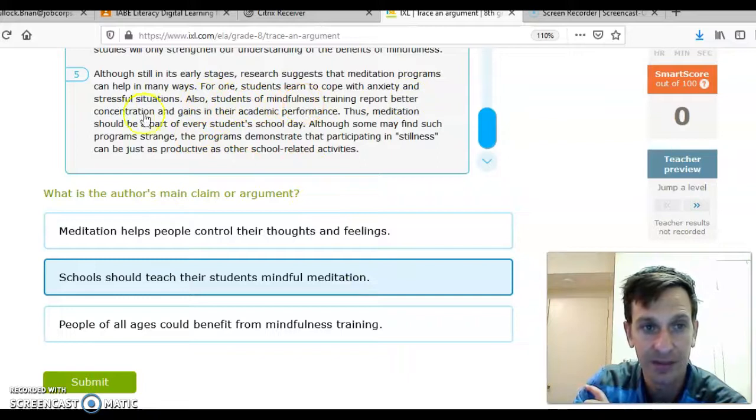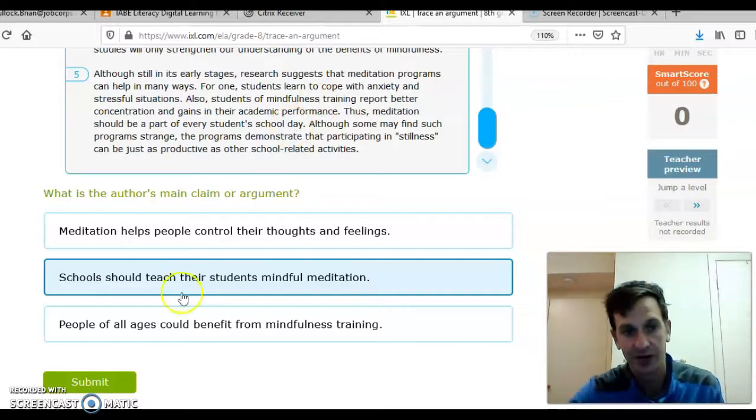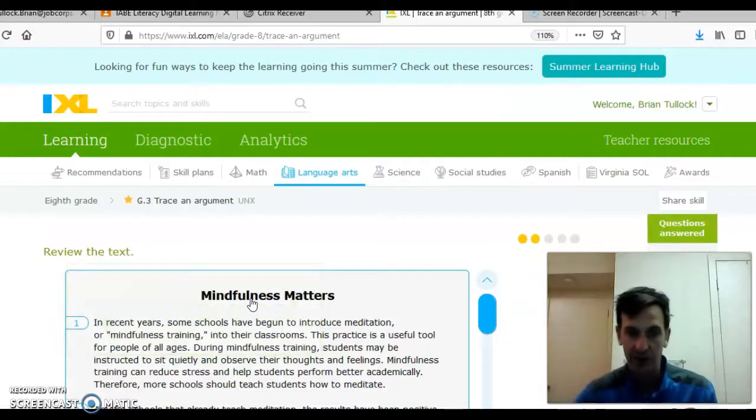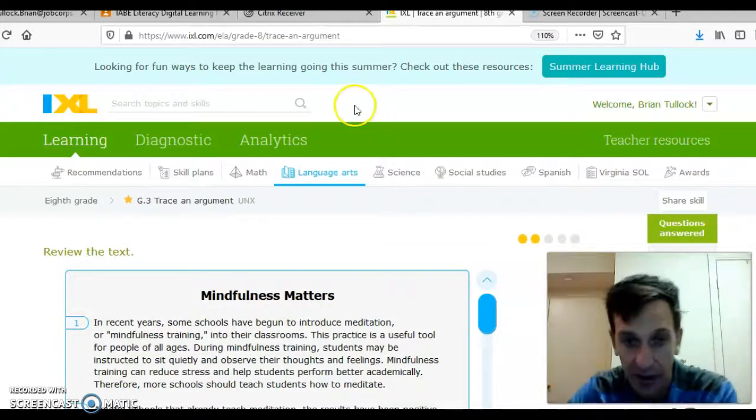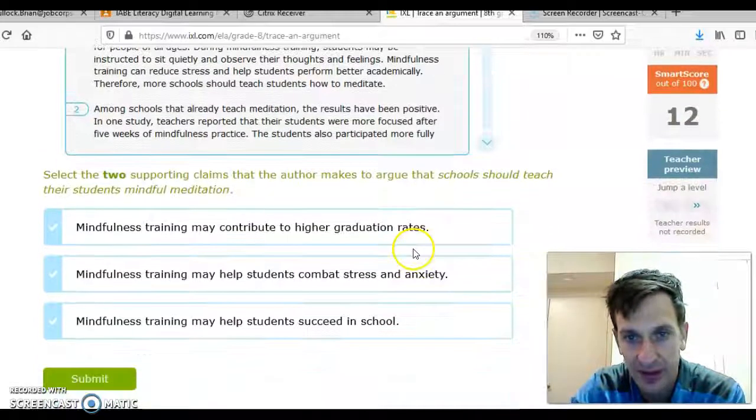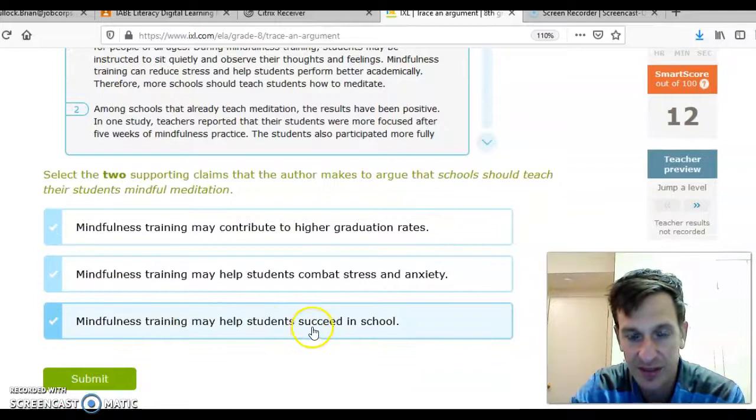Students of mindfulness training report better concentration and gains in their academic performance. Meditation should be a part of every student's school day, right? It's trying to convince you, trying to argue that schools should bring this in. So think about what specifically the author is trying to argue here. Alright, so what are two claims that the author makes to argue that schools should teach their students mindfulness? Higher graduation rates, help students combat stress and anxiety, or help students succeed in school.